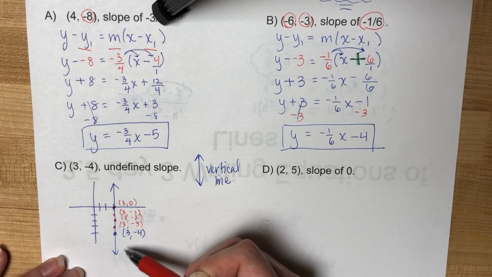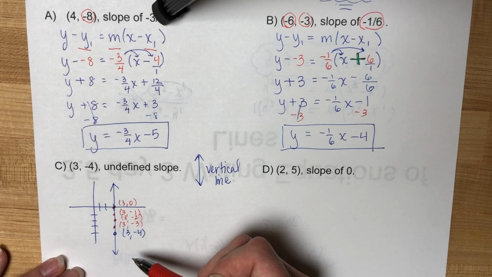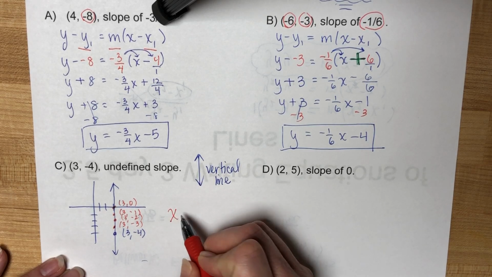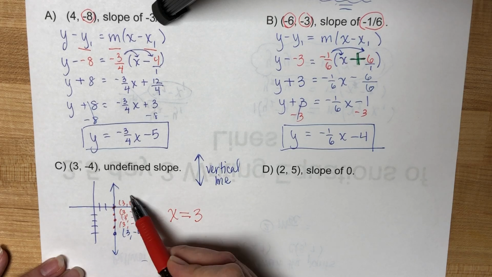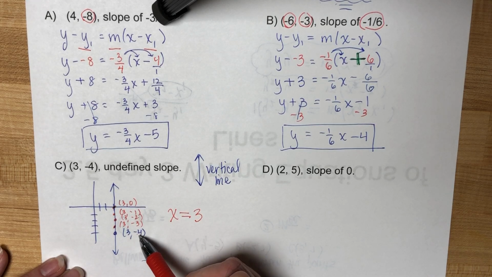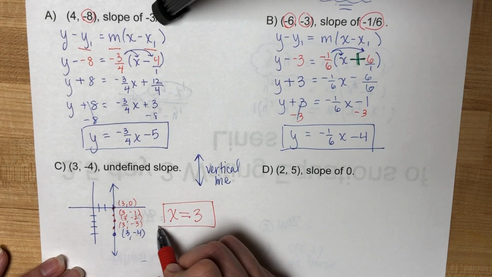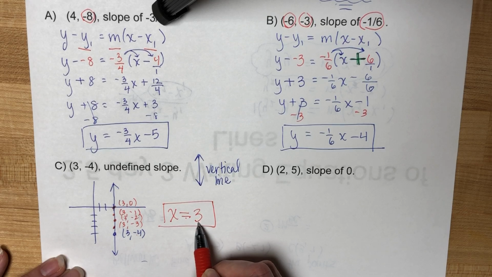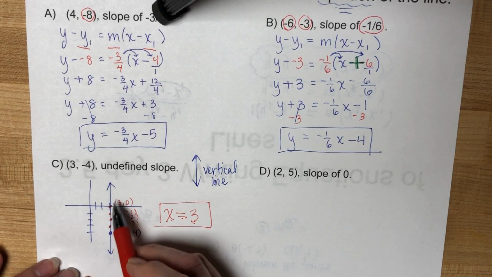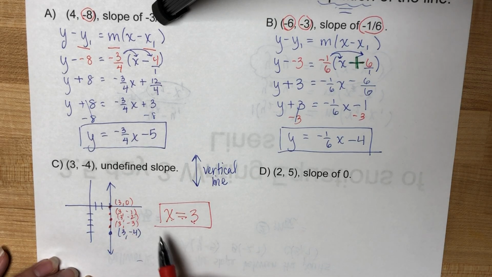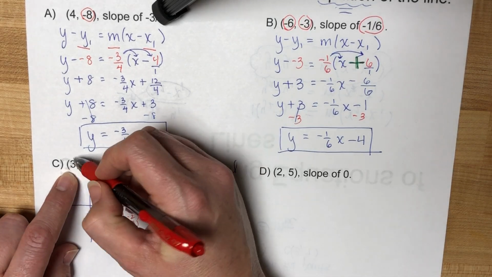What does every point have in common? The x is always 3. We don't care about the y value. It can be anything we want. It does not matter, but the x is 3. And that's why this equation makes perfect sense. The x is always 3. And that's going to be for any undefined slope, just whatever the x coordinate happens to be.